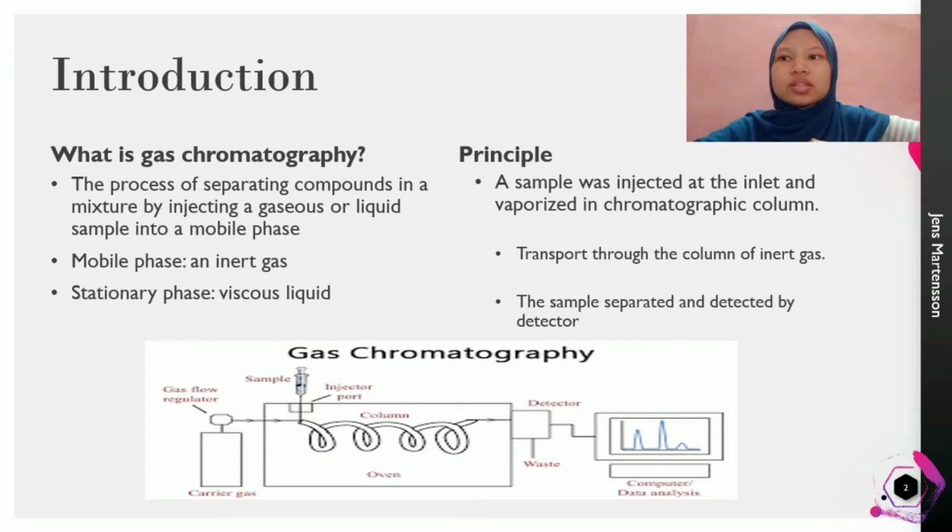The mobile phase is usually an inert gas or an unreactive gas, such as helium, argon, nitrogen, or hydrogen. The stationary phase is a microscopic layer of viscous liquid on the surface of solid particles, or a solid support, inside a piece of glass or metal tubing called a column. The surface of the solid particle may also act as the stationary phase in some columns.